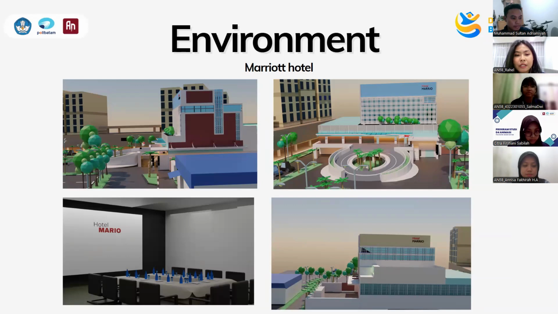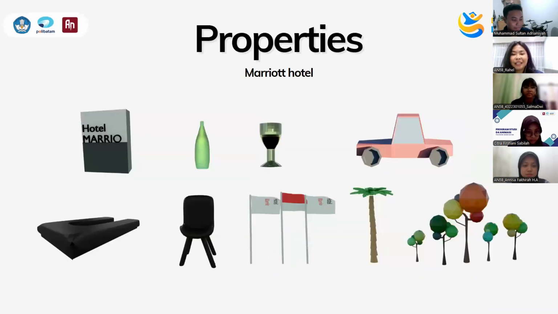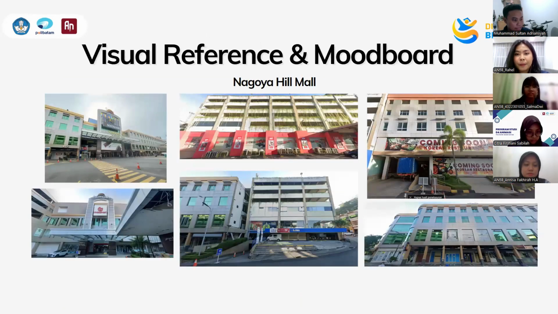So this is the result of the 3D model. There are front view, side view, back view, and Marriott meeting room. And next slide, please. For the properties, we use these in this slide. And the next slide will be presented by Annisa.